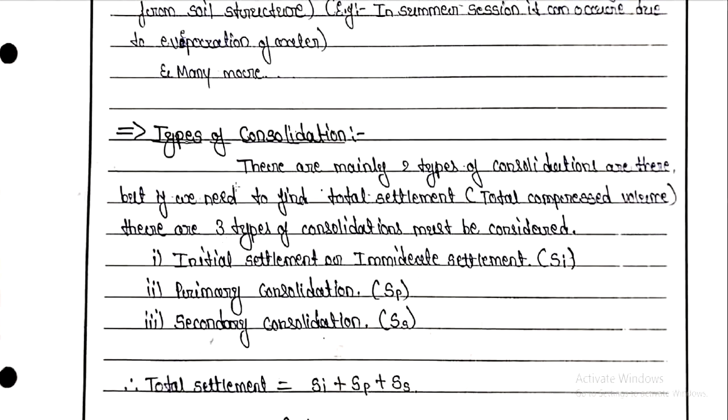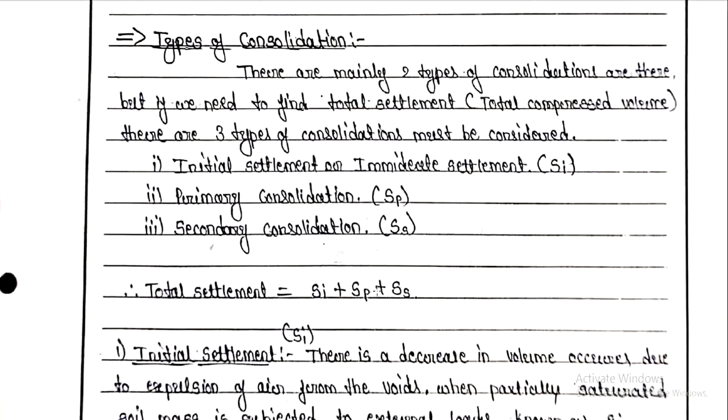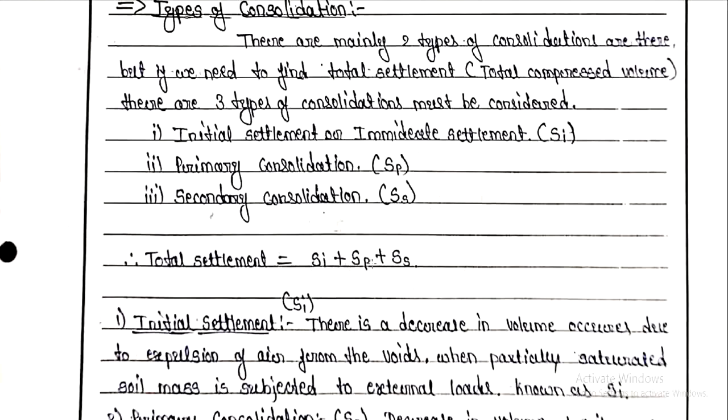Types of consolidation. Mainly this consolidation is related to total settlement, the total compressed volume. If I want to find out this total settlement, there are three types: initial settlement or immediate settlement, primary settlement, and third one is secondary settlement. So total settlement is equal to SI plus SP plus SS.